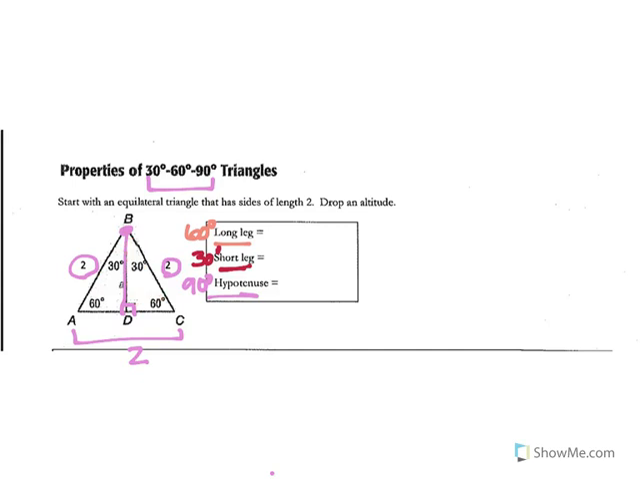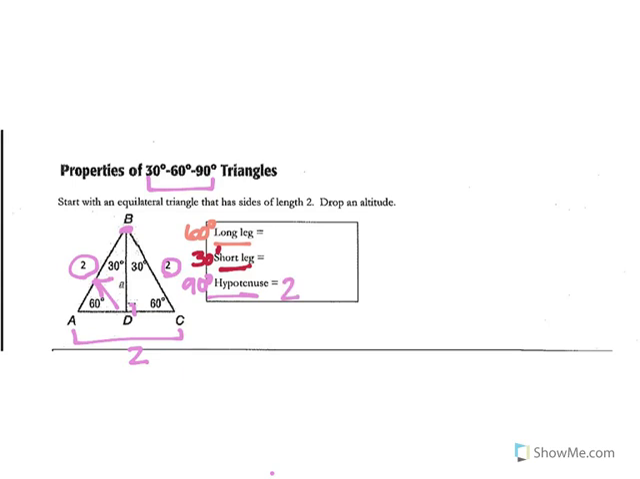Okay, so we're just going to focus on the one that's ABD right here. So we've got a 30-degree angle, a 60-degree angle, and a 90-degree angle. Across from the 90-degree angle, we have our only side measure that's given to us. That's 2. So my hypotenuse in this situation is 2.